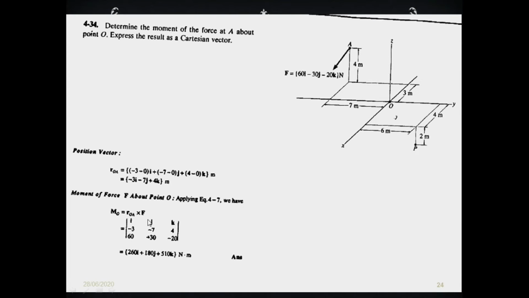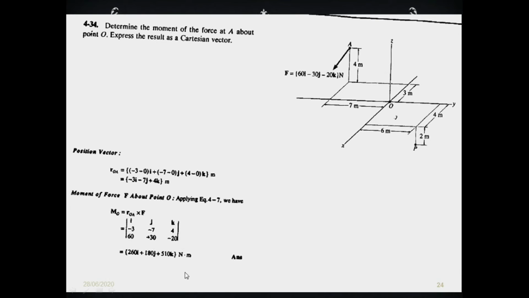I will be allowing you to use your scientific calculator. You can easily insert the values of r, minus 3, minus 7, 4, and the values of F, 60i minus 30j minus 20k. So you will get this moment as rOA cross F equals 260i plus 180j plus 510k Newton meter.